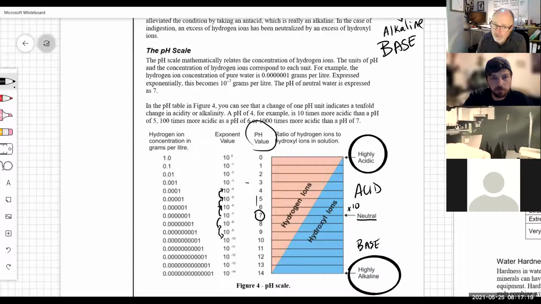So more hydrogen ions, more acidic, the number goes down. Fewer hydrogen ions or more hydroxyl ions, the number goes up. And it's based upon a factor of 10.